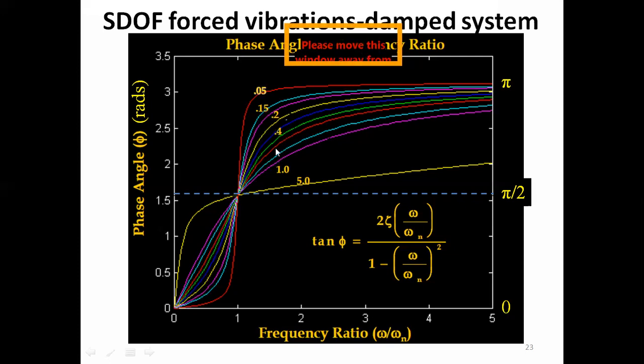And here, depending upon the damping, if the damping ratio is less, you could see that at higher frequency ratios the phase angle would be approximately 180 degrees. What does that mean? It means that both the signals would be out of phase. Both signals, what I mean, the forcing function and the steady state response.